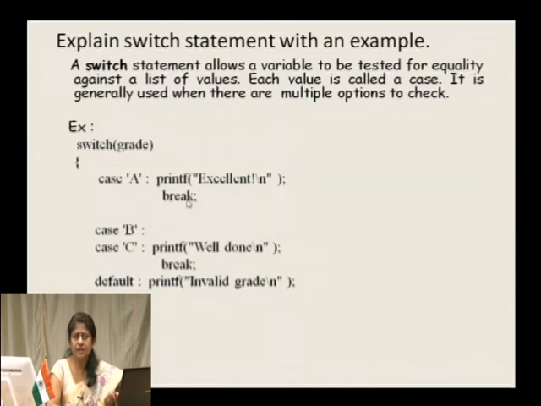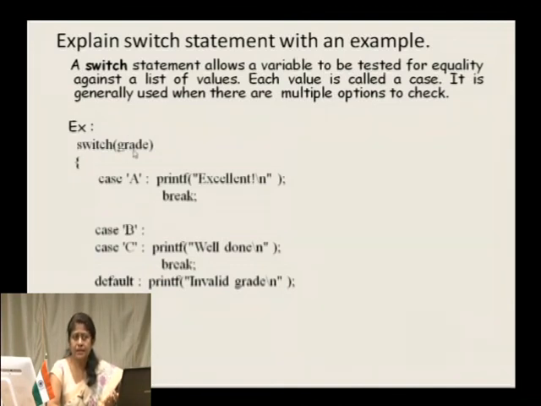So, assume that grade is equal to A right now, then since it matches with this switch case value, the respective statement, that is print excellent, would be executed. And since we have a break statement over here, the control is going to be transferred out of the switch block.